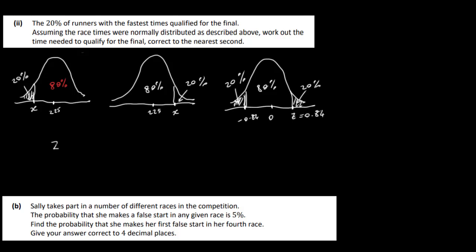Okay, so what we do is we take our x value, which we've got to work out, and then we've got to subtract the mean, which was 225. You've got to divide by the standard deviation, which was 12, and we know now that that's going to be equal to minus 0.84, this value here. Okay, so all we've got to do now is multiply across by 12 and then add 225. That'll give us an x value then of 214.92 seconds.